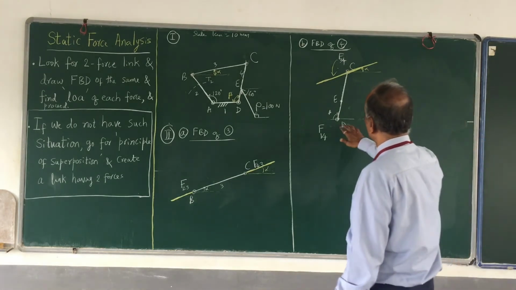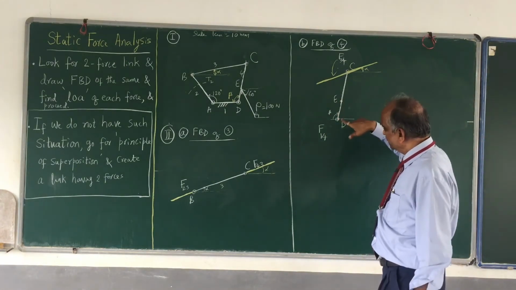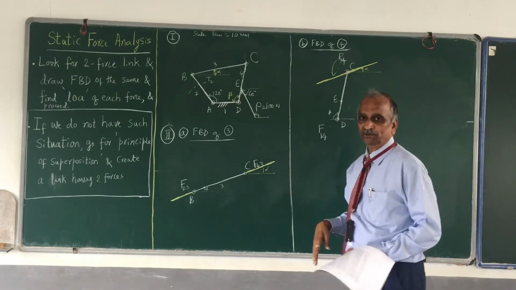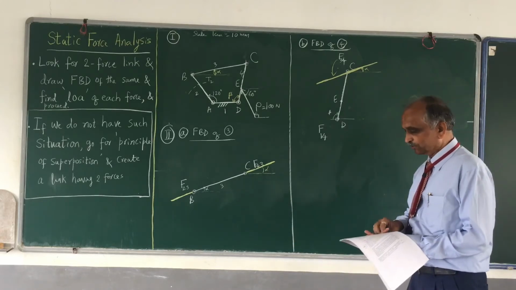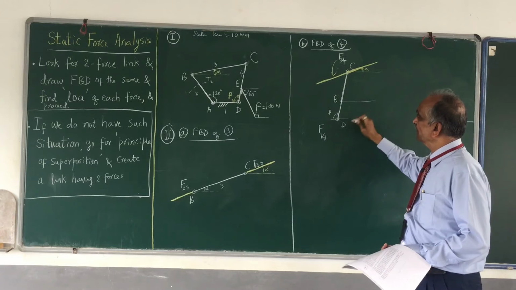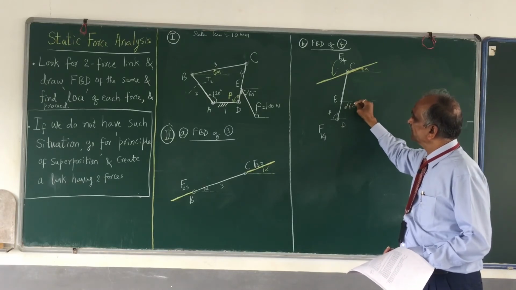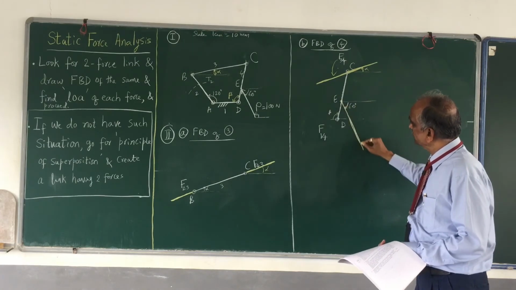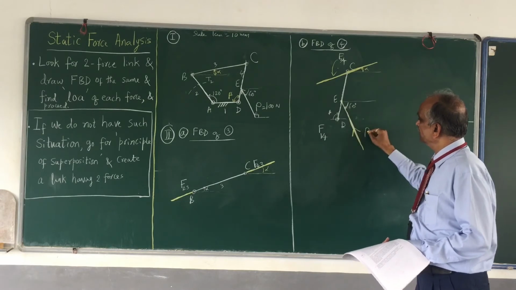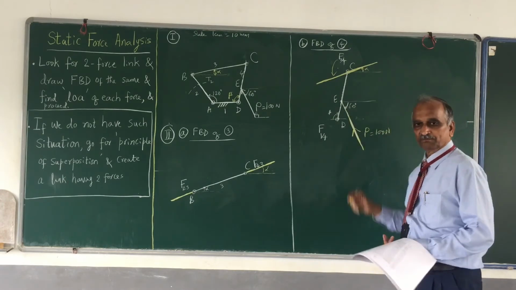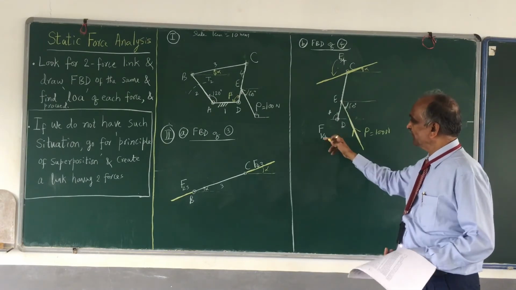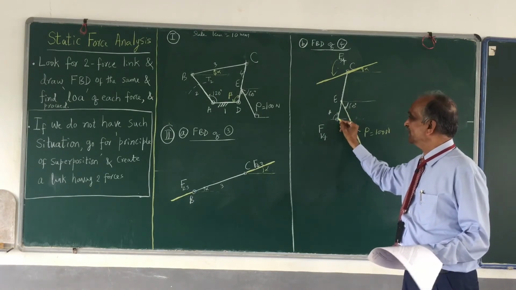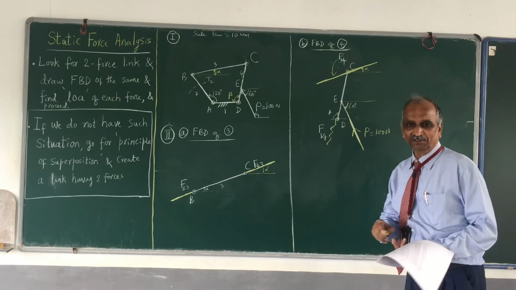Apart from this, F14, I don't know. I only know that it passes through point D. Similarly, the third force, I have 100 Newton, a force P that is acting at E. How should I draw it? Draw a horizontal line here, measure 60 degrees and draw a line. This force is P, which is equal to 100 Newton. Now the third force F14, I know it passes through D, but I don't know its magnitude or its direction, therefore I normally indicate it like this.